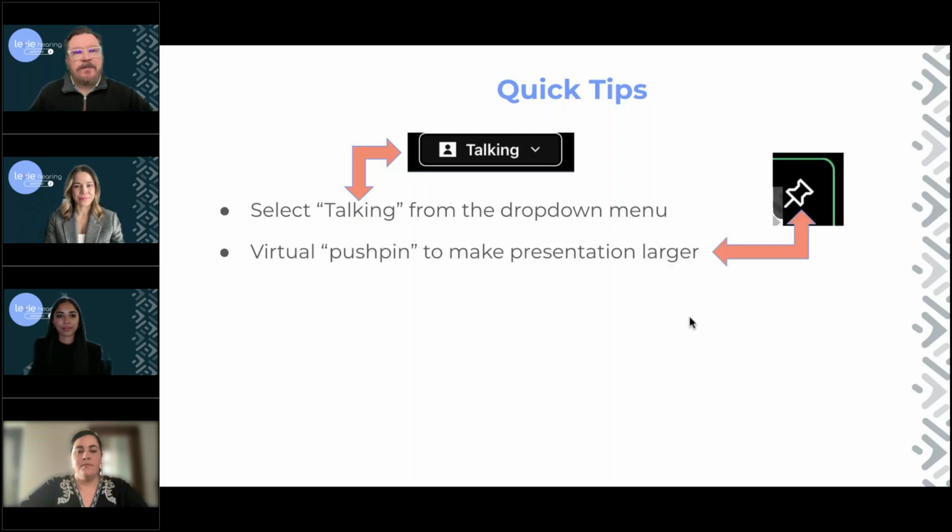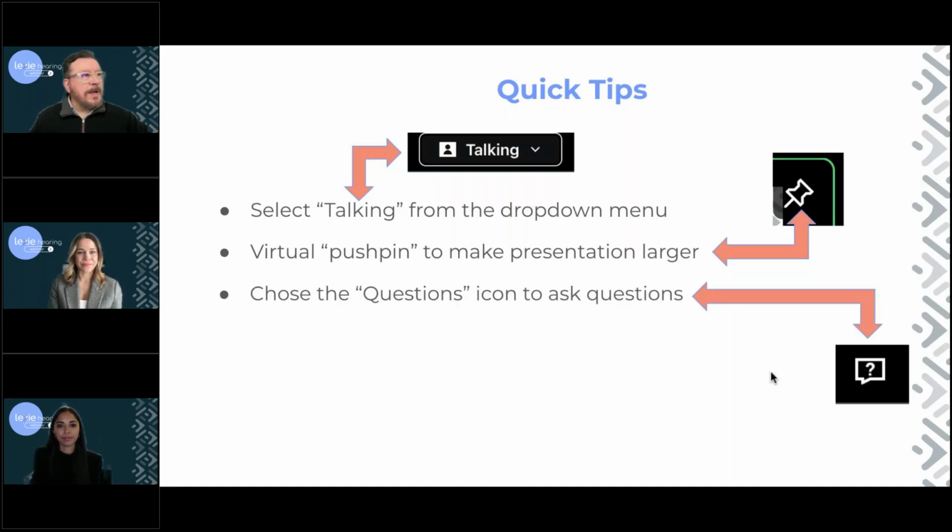The next one is a virtual push pin. If you scroll over the content on screen, you'll see that show up in the upper right-hand corner. I would go ahead and click on that. It'll essentially pin it to your screen and always make sure it's the largest thing. There is some content on the slides that we'll want you to read, and it'll be easier if it's larger for you.